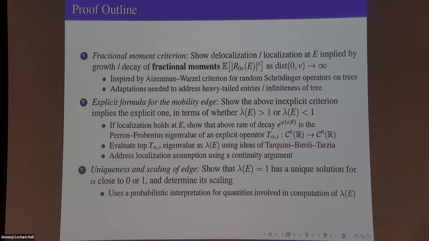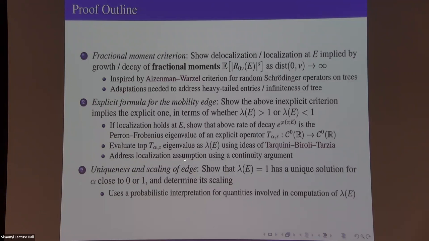So this proceeds in three parts. The first is to show, which I'll explain a little bit at least if I have time, that a priori the argument looks somewhat circular. You want to know whether localization or delocalization holds at E. So you first assume that localization holds at E, and then you show that the rate of decay, if I look at this fractional moment, is given by the top eigenvalue of a certain operator.